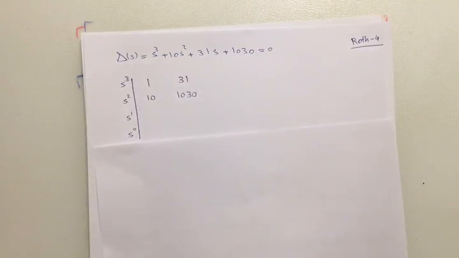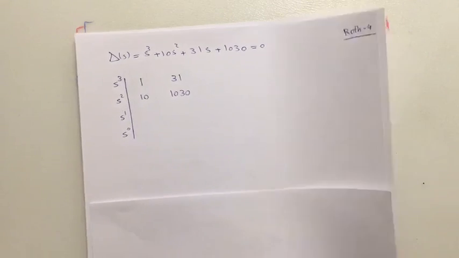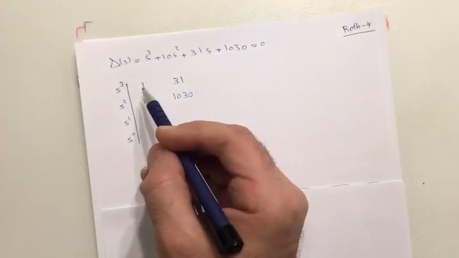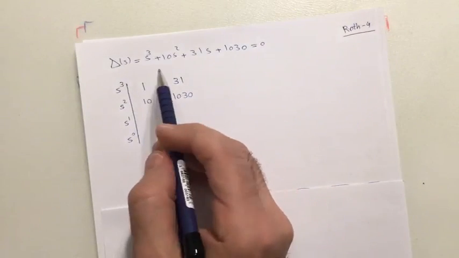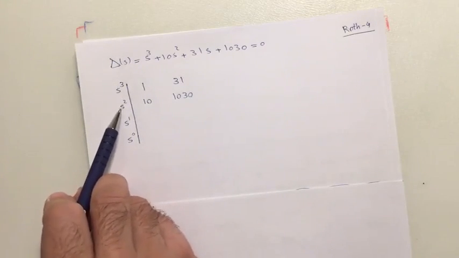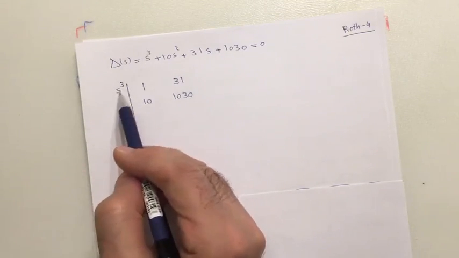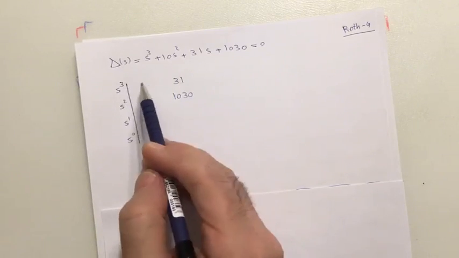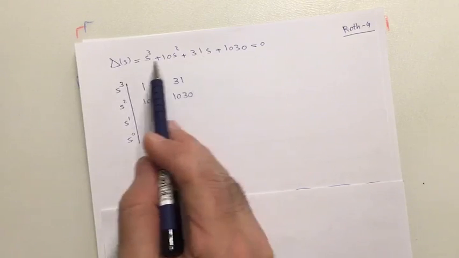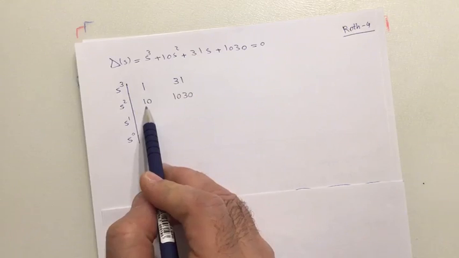To find whether or not this polynomial has any roots in the right half plane, we need to form the table, the Routh-Hurwitz table. First of all, we have s cubed, s squared, s to the 1, and s to the 0, because the polynomial starts from s cubed. And the first row is every other coefficient, starting from the coefficient of s cubed, which is 1, 31, and the next one is 10, 1030.